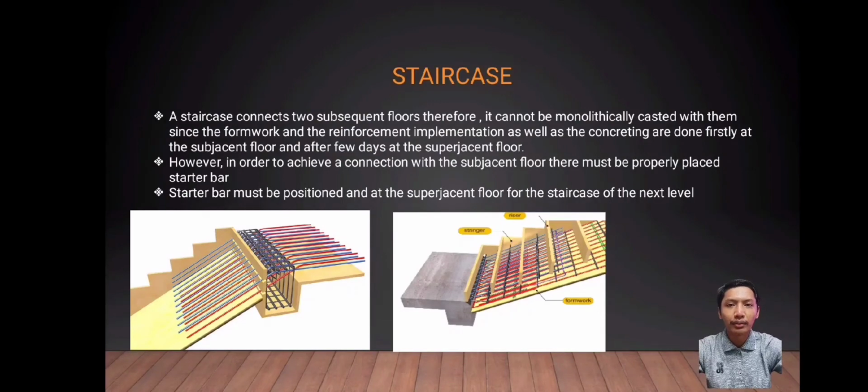Bismillahirrahmanirrahim. My name is Hafizi Muhammad Zaman. My matric number is F2024, and today I'm going to share about the position and distribution of reinforcement bar in staircase. A staircase connects two subsequent floors, therefore it cannot be monolithically cast with them, since the formwork and the reinforcement implementation as well as the concreting are done firstly at the subjacent floor and after a few days at the superjacent floor.